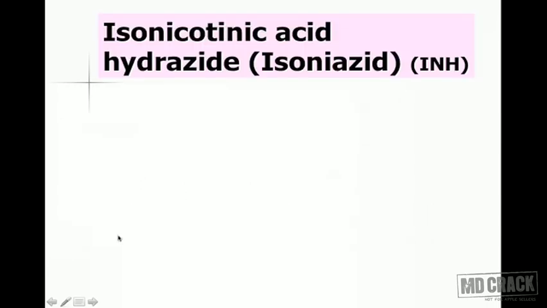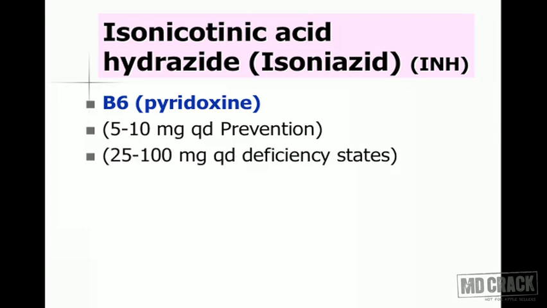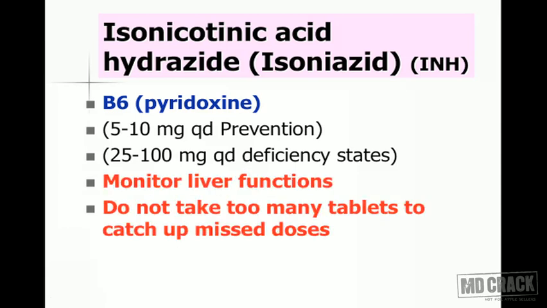Let's move further again with isoniazid to remember that B6 or pyridoxine should be given accompanying INH treatment, just 5 to 10 milligrams every day for prevention of peripheral neuropathy. If the patient already has a deficiency state because it depletes B6, then you need to give a higher dose, that's 25 to 100 milligrams every day. You have to monitor the liver functions with isoniazid.